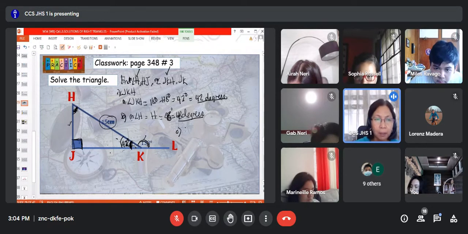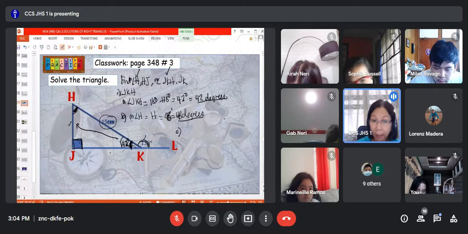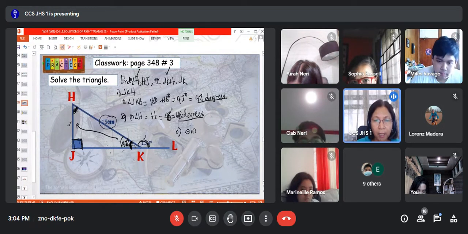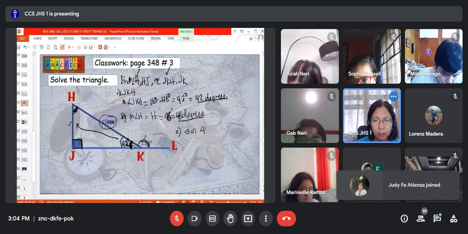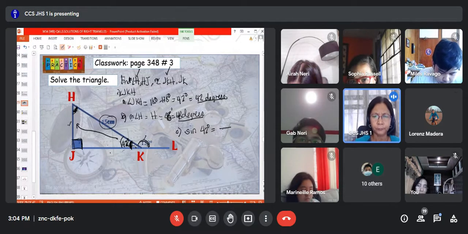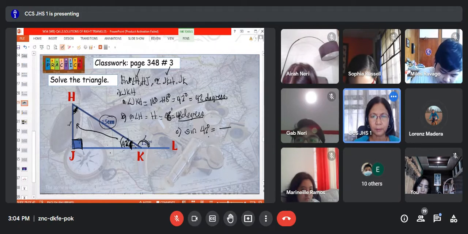So the applicable trigo ratio is what, Lawrence? Sine ratio, check. So sine of the angle. Our angle is 42 degrees. Give me now the ratio. Sine 42 is equal to what? HJ over 15. What is your numerator?